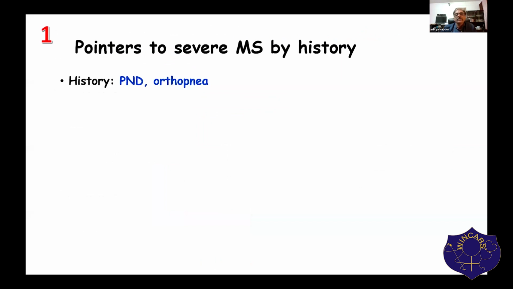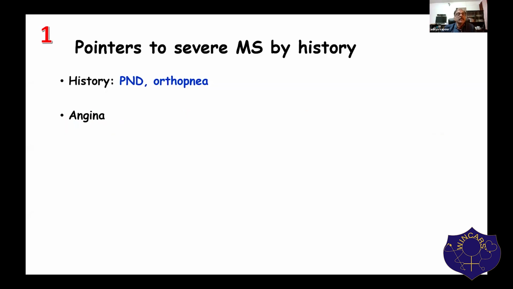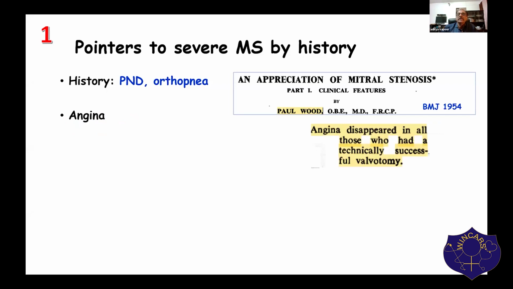So pointers to severe MS by history. Madam mentioned it just now in the case: PND, orthopnea. These are signs of severe pulmonary venous hypertension. So there is no question, if the patient has PND, orthopnea, mitral valve disease is likely to be severe. And Hurst's book clearly says with severe MS, elevated pulmonary vascular resistance in the end stage, fatigue may set in rather than dyspnea. This also Madam pointed out, that right heart failure or severe PH may present with fatigue rather than PND, orthopnea. Angina. Again, I'm so glad that Madam pointed this out. And again, all of you who are appearing for exams should be aware that this was first brought out by Paul Wood's paper, Appreciation of Mitral Stenosis.